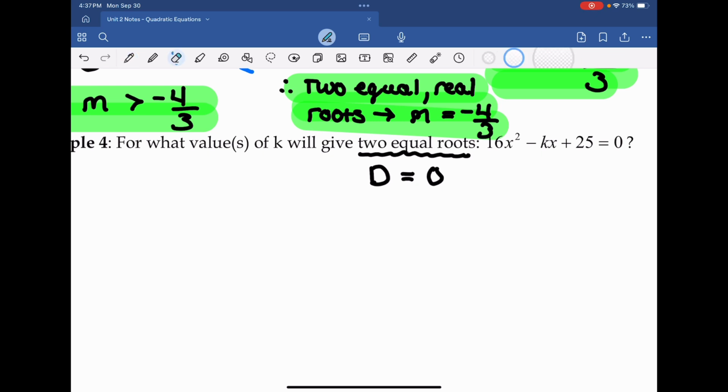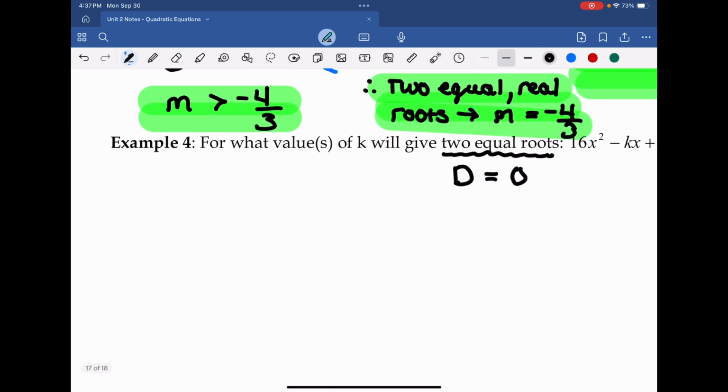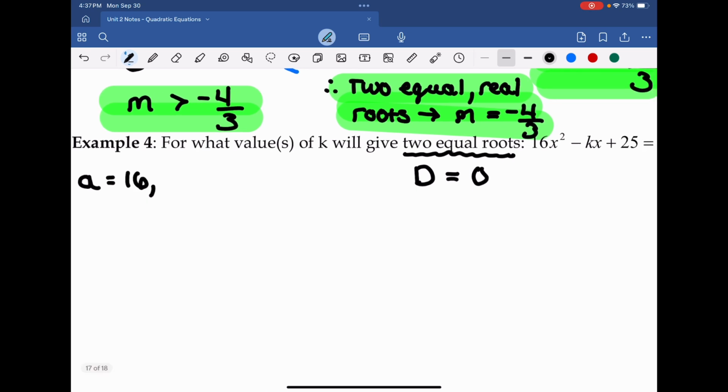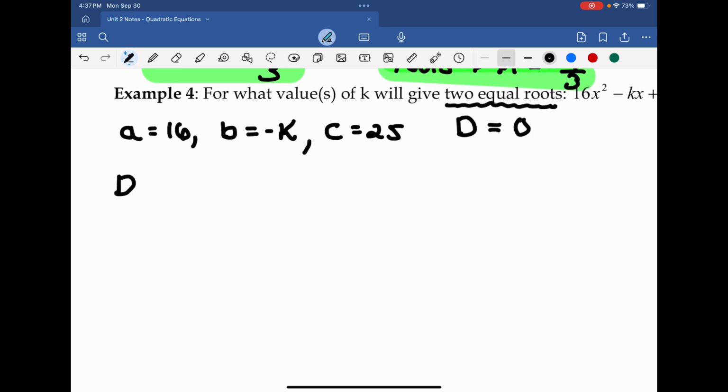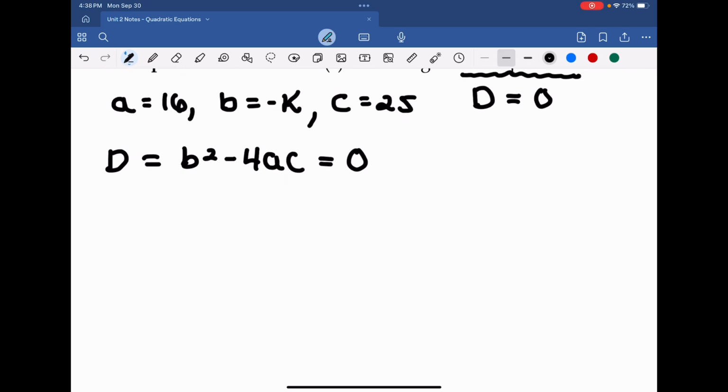Now what we want to do is plug in our a, b's, and c's. We just got to point them out. First and foremost, our a is our 16. It's the coefficient of the x squared term. Our b value is equal to negative k. It's the arbitrary k value. And c is the constant, 25. Now, we want the discriminant, which is equal to b squared minus 4ac, to be equal to 0, because we're looking for where it's two equal roots.